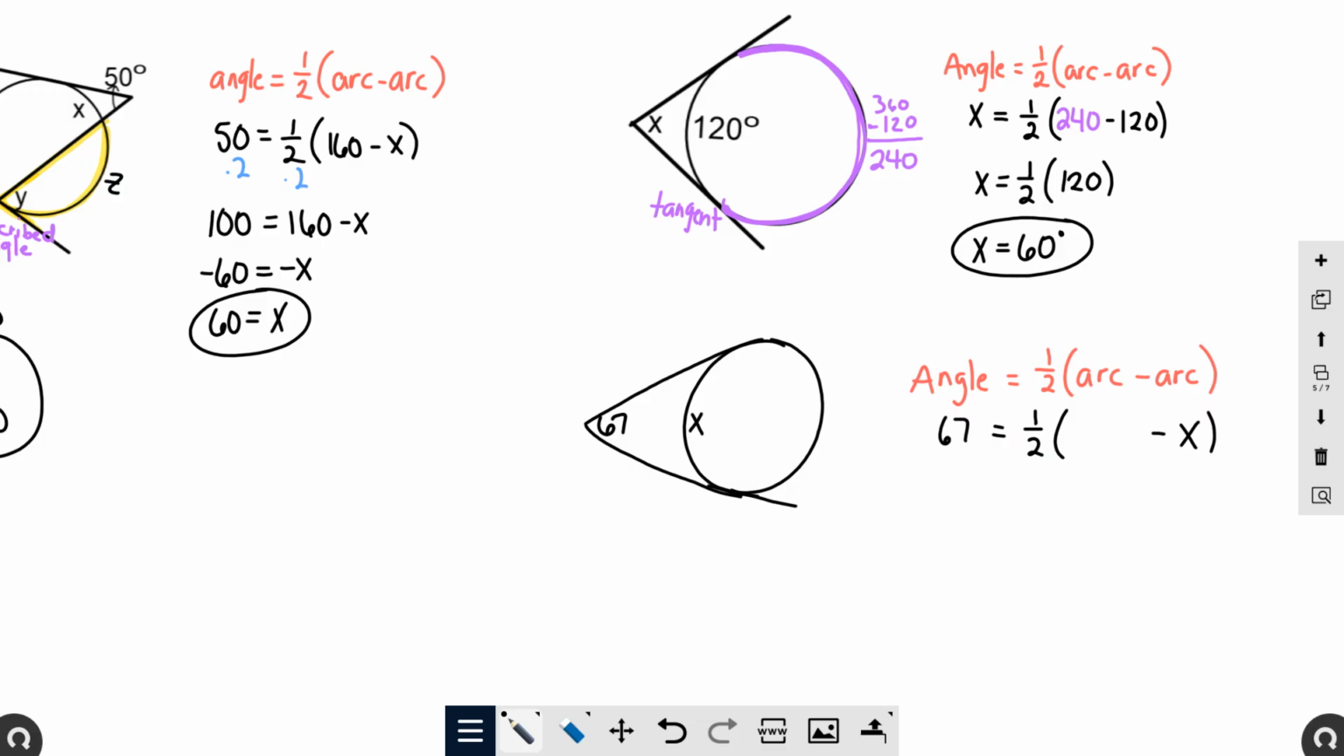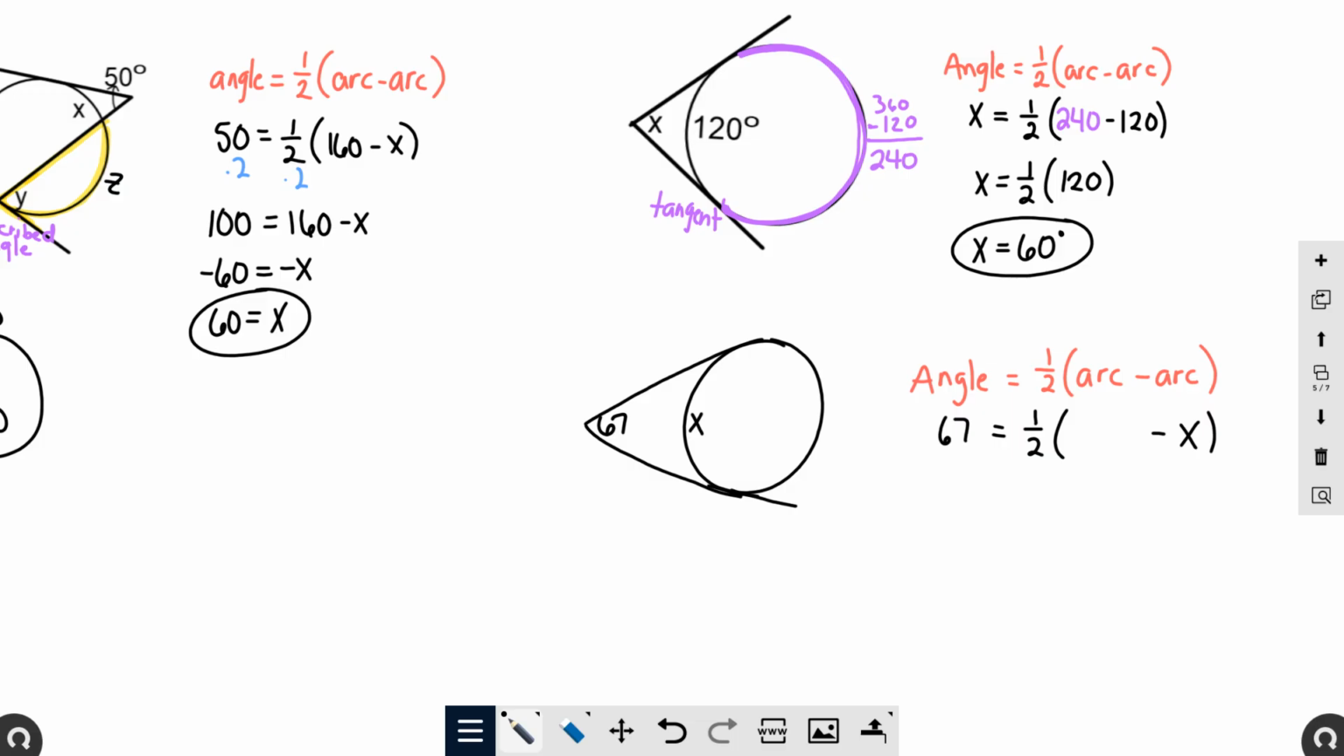Think back to the previous problem that we did. We were also missing an arc up there. What did we have to do? The 2 arcs should add up to be 360. So to find that missing arc, we did 360 minus 120. We can't use 67 because it's not an arc.